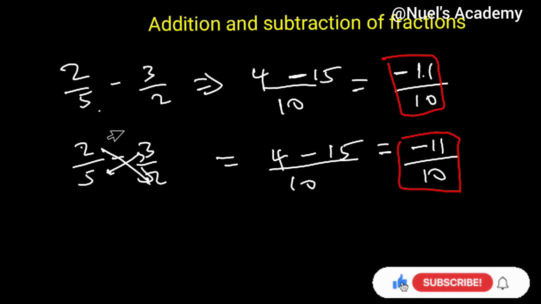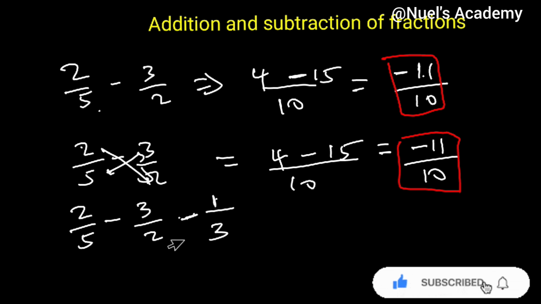Now this method works in both addition of fractions and subtraction of fractions, whether they are the same denominator or different denominators. But it only works when you are adding or subtracting only 2 fractions. It doesn't work when you are subtracting or adding more than 2 fractions. So let's go ahead and look at subtraction of more than 2 fractions. So we have 2 over 5 minus 3 over 2, then minus, let's say, 1 over 3. So they are different denominators.